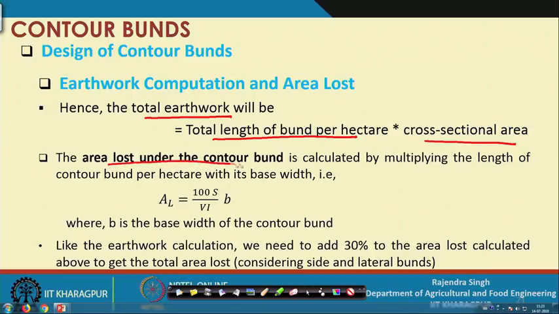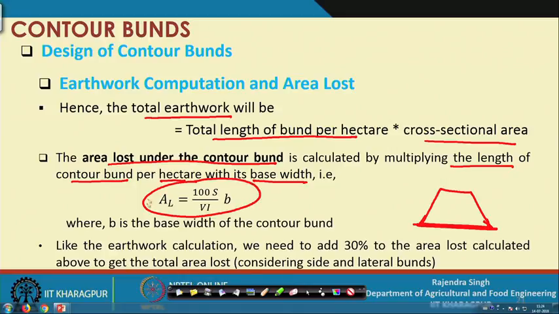And the area lost under the contour bund can be calculated by multiplying the length of the contour bund per hectare with its base width, because that is the area we are basically losing on the ground, in the actual field. So, this base width is taken into consideration. So, the total area lost per hectare will be 100 S by VI, which is the total length of the contours, times the base width of the contour bund. And like in the earthwork calculation, here also we need to add 30% of the area lost due to side and lateral bunds. The total area lost will be 130 S by VI into B, like in the case of earthwork.